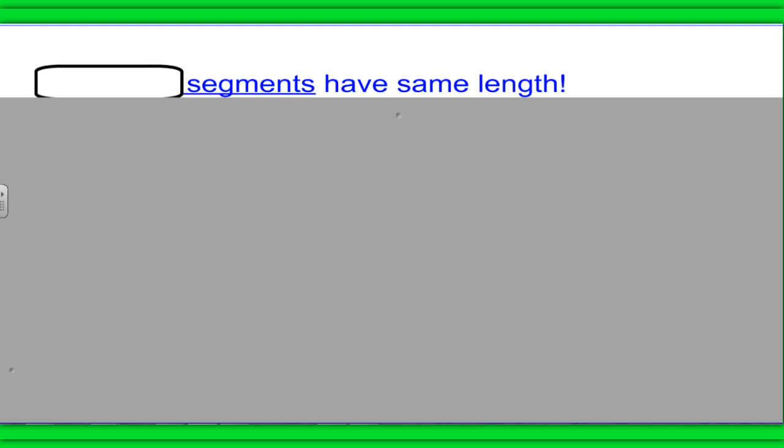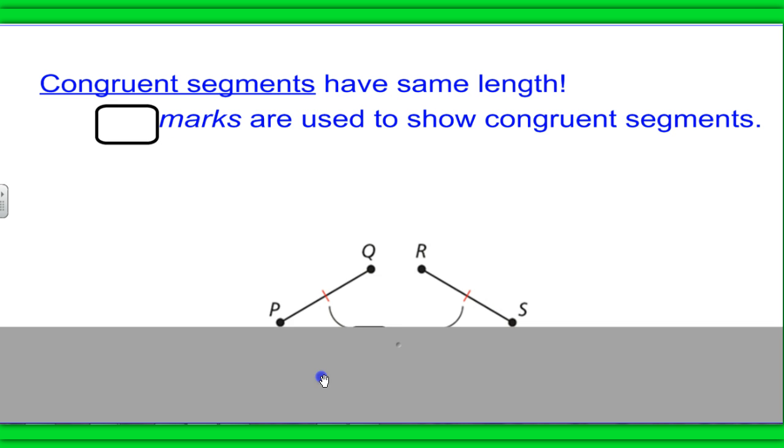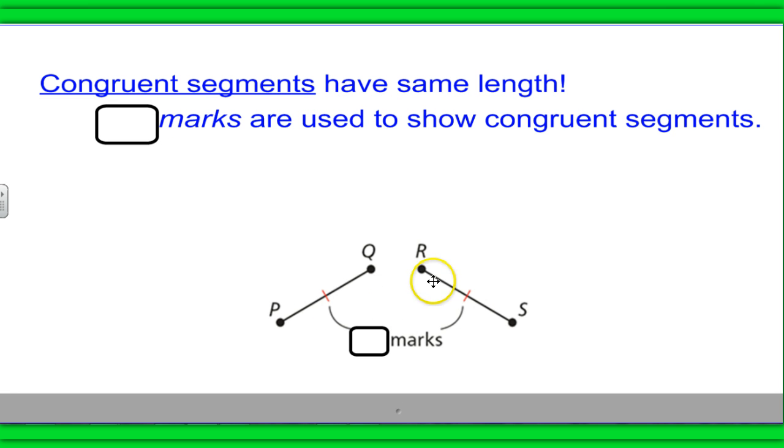Now, what kind of segments have the same length? What word can we use to describe segments of the same length? I'm sure you got it. It's congruent. So congruent segments have the same length. I have a pair of congruent segments here, and these little red marks are used to show congruent segments, but they don't have to be red. These marks are known as tick marks. So tick marks are used to show congruent segments.